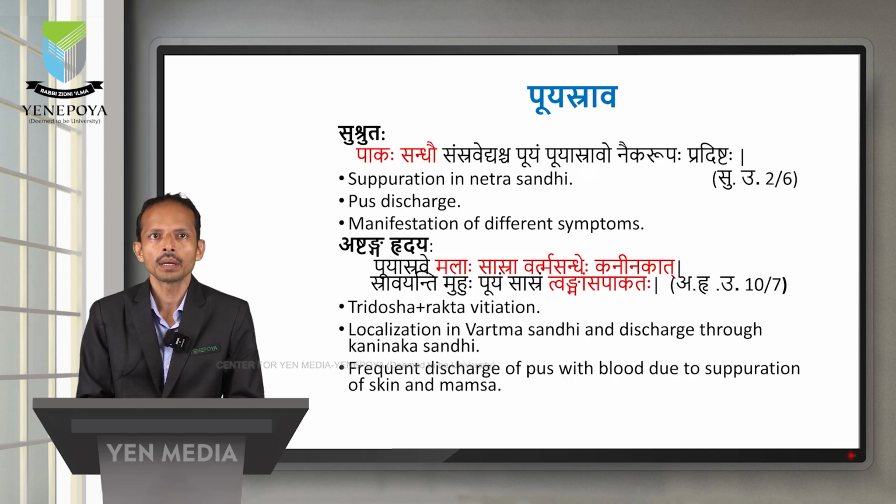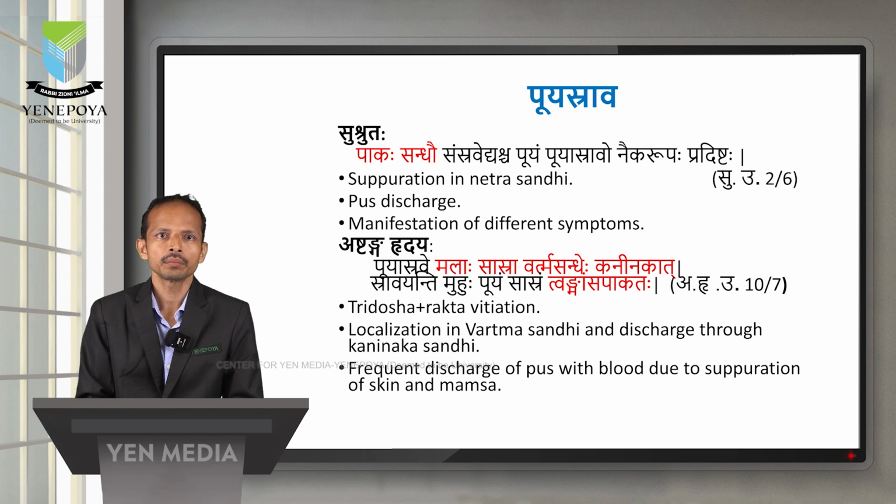Next is a Puyasrava. As per Sushruta: Pakaha Sando Samsravedyascha Puyam Puyasrave Aneka Rupam Pradishtaha. Sushruta Uttara 2nd chapter sloka number 6. Here the separation in the Netra Sandhi, Paka Sando Samsravedyascha Puyam, there will be a pus discharge. Puyasravo Aneka Rupam Pradishtaha, having many different varieties of symptoms, is called a Puyasrava.